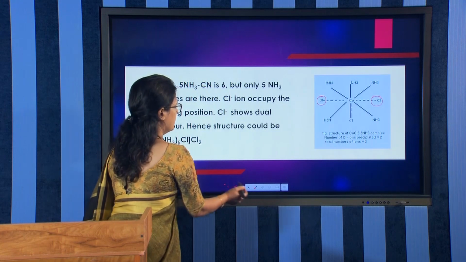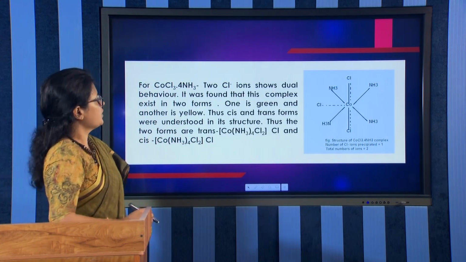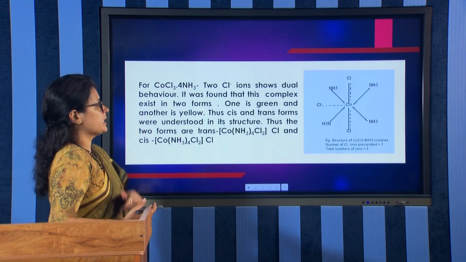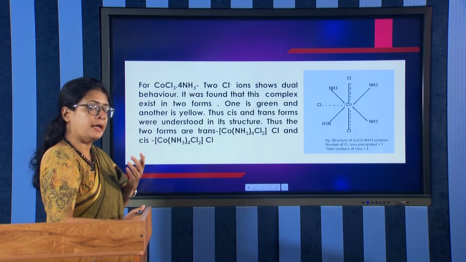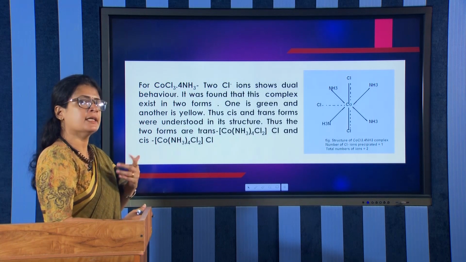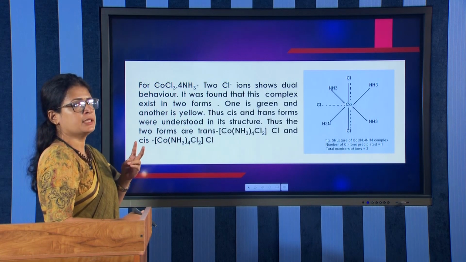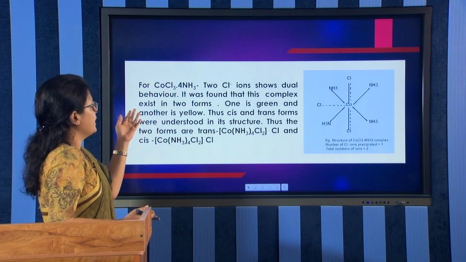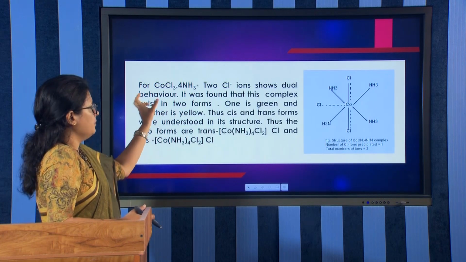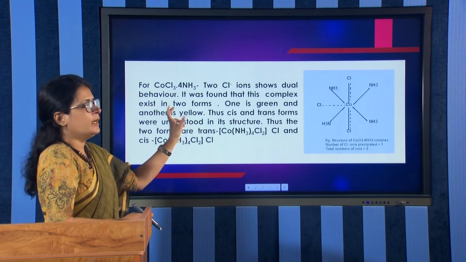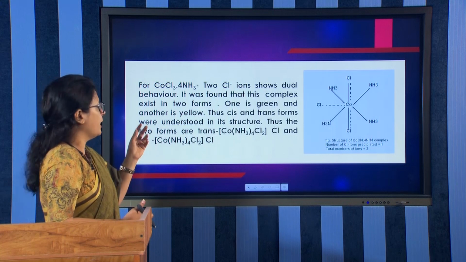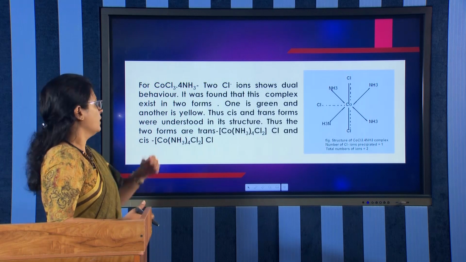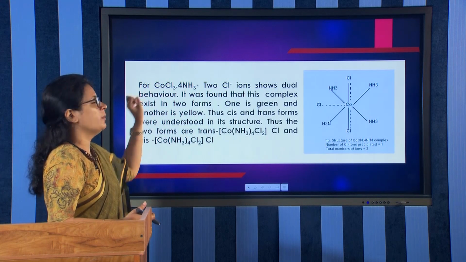And now the third complex is CoCl3·4NH3. In this complex, two Cl⁻ ions show the dual nature, both as a primary valency and as a secondary valency. How many chloride ions are taking the dual nature? 2 chloride ions. It was found that this complex exists in two forms. This same complex exists in two forms. One has a green color and the other has a yellow color. So, isomerism is exhibited. Isomers are shown by this complex.